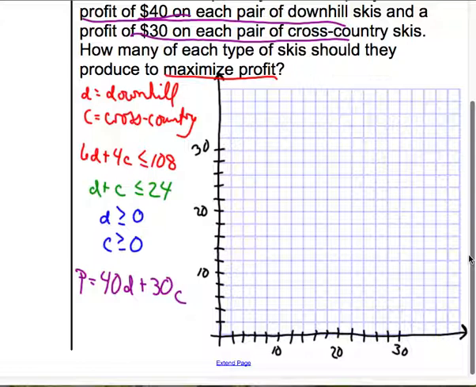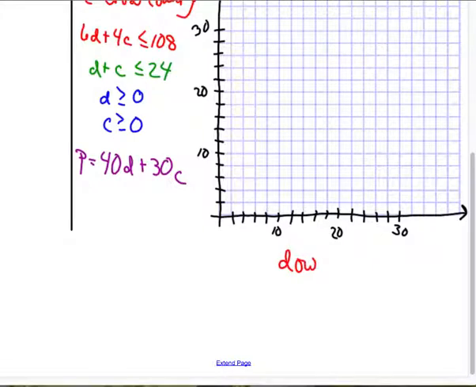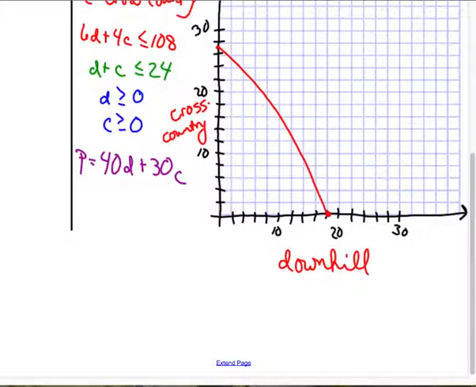Again, we're using our axes. I'm not going to regraph those. Finding the intercepts for my red inequality, this is our fabricating department. 108 divided by 6 is 18. I'm going to label downhill for my x-axis and cross country for my y-axis. So 108 divided by 6 gave me my downhill or x-axis intercept. And then 108 divided by 4 is 27 for my y-intercept. And these are all less than or equal to's, so we have solid lines again.